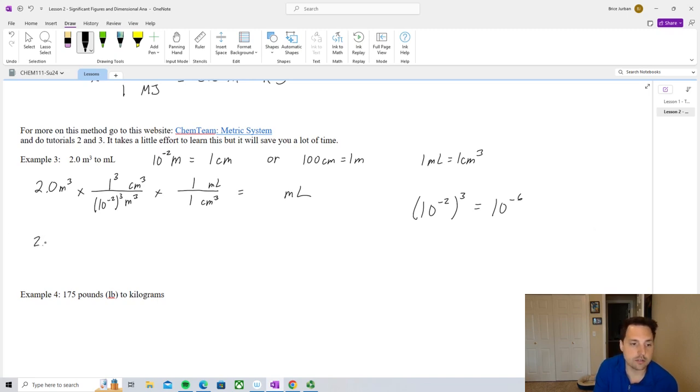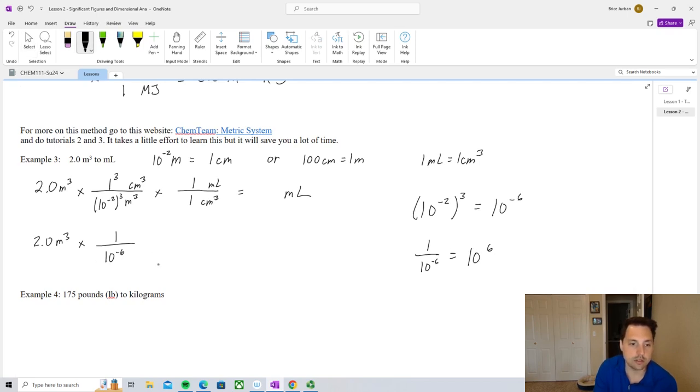So we can kind of simplify this. So let's go ahead and simplify it. 1 cubed is 1. This is 10 to the negative 6th. And then this is just 1. So what's 2.0 divided by 10 to the negative 6th? Well, another exponent rule I told us is that 1 over 10 to the negative 6 is going to be equal to 10 to the positive 6th, like this.